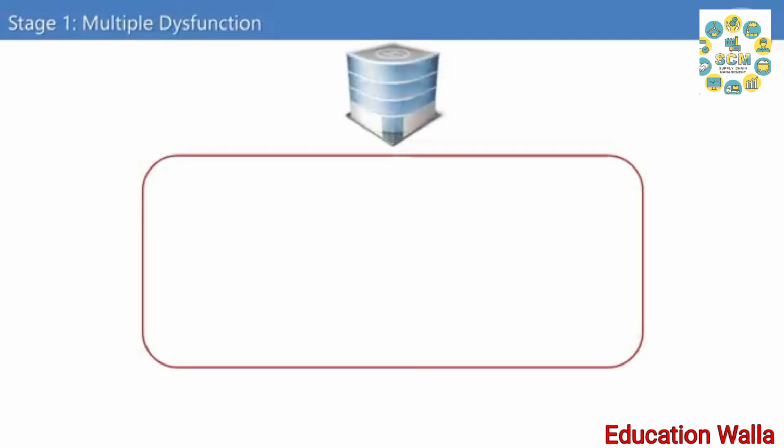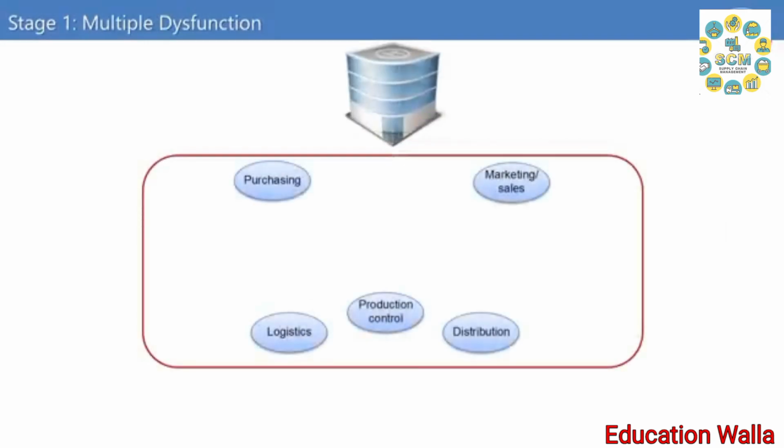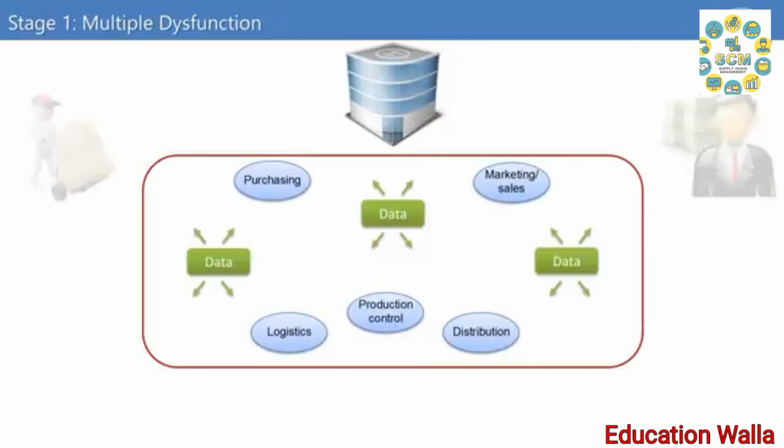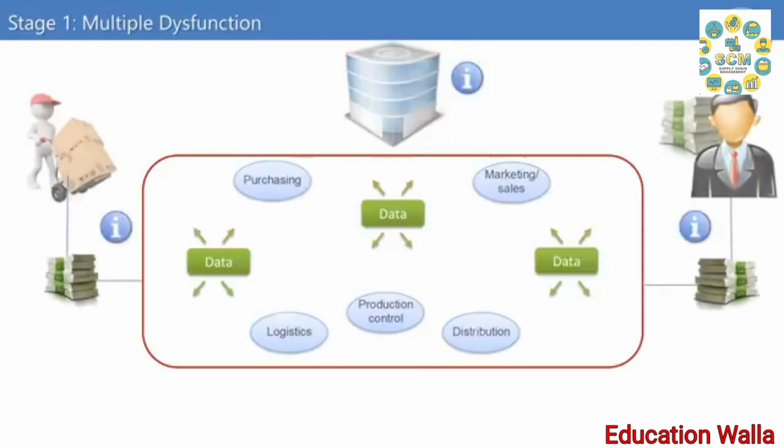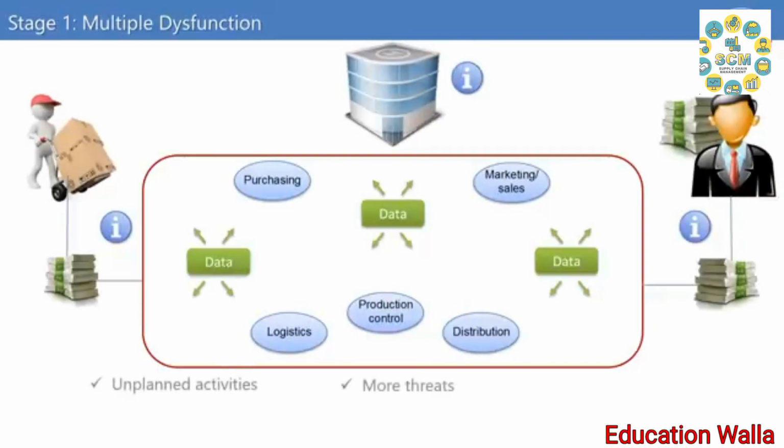Stage 1. Multiple dysfunction. The nucleus organization lacks internal definition and goals. There are no external connections other than a few transactional links. The exhibit below illustrates the lack of coordinated flows of information or solid relationships among potential partners. Such organizations have unplanned activities, more threats, less forecasting, demand and supply issues, and poor payment flows.